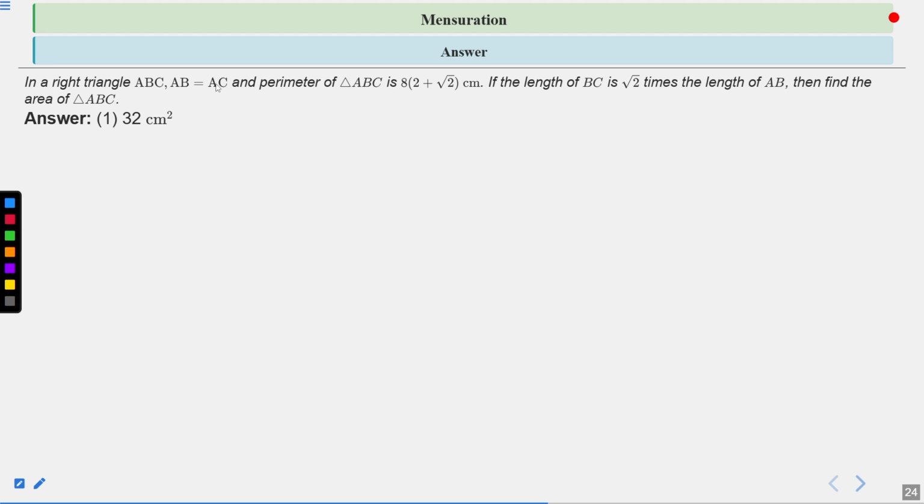So the correct answer of this question is the third one, which is 32 square centimeter. Now see the detailed solution using concept 18.4.1 and 18.4.2 in this question.